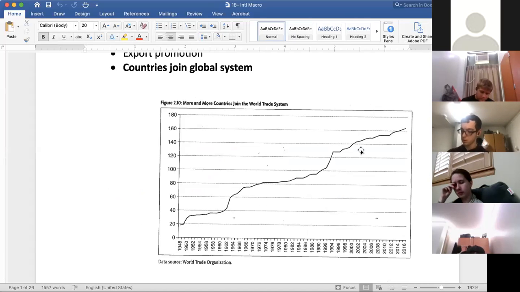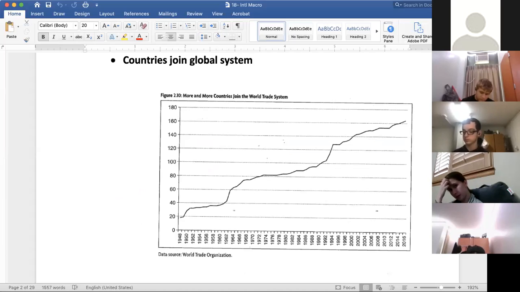You can see here in this figure the number of countries that have joined the World Trade System. I'll talk in a minute about what the World Trade System is, but it's basically joining the World Trade Organization. You can see the number of countries that have joined is over 160. So what do we have today roughly in the world? We have something like 182 countries. So basically all but about 20 countries or so have joined the World Trade Organization in some way, shape, or form.